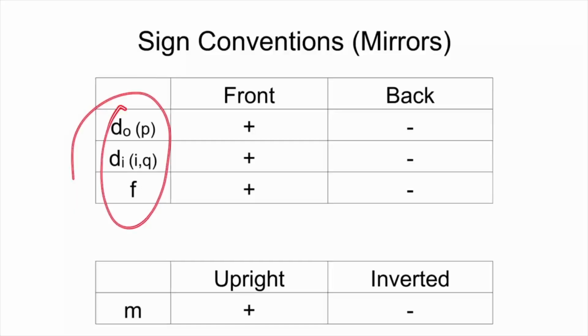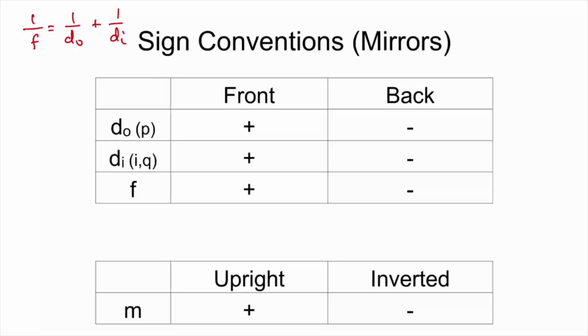What I've done over here, these are the three things that we're going to be using, and I'm going to put it on this screen just so we have it all in one spot. The mirror equation is this. It's a relationship between the distance to the object, the distance to the image, and the focal length of the mirror. There's other relationships here.